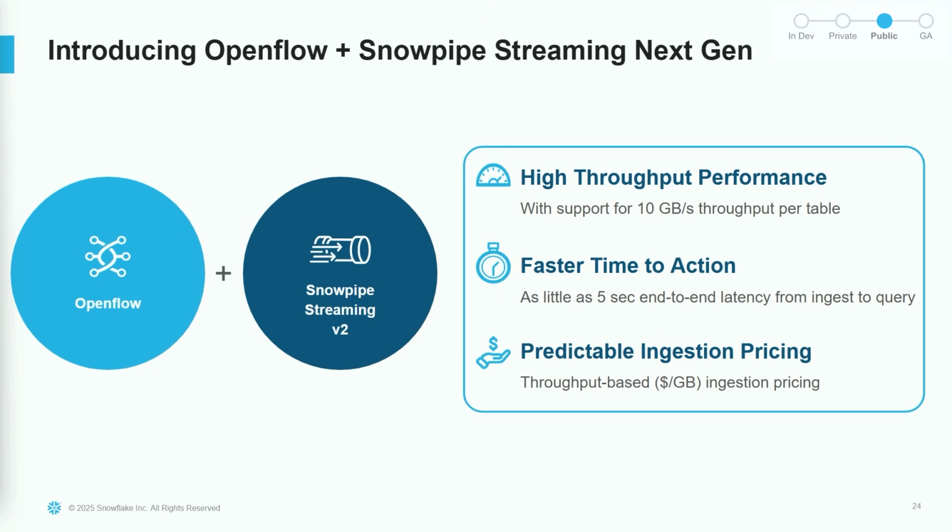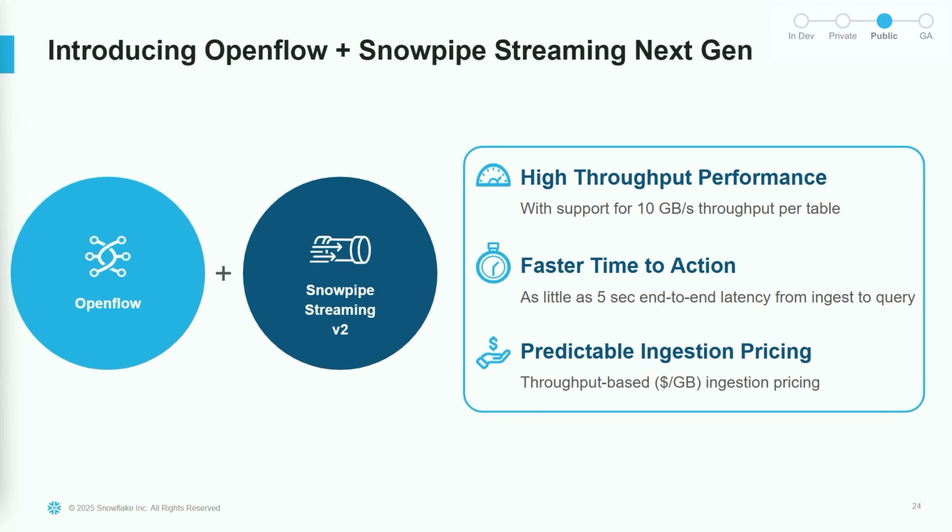Version 2 is a fundamental redesign that targets much higher throughput, up to 10 gigs per second per table. It's designed to ingest data in a format that's optimized for query performance. So you can take really, really high volumes of data and have end-to-end latency of 5 seconds from ingesting them to being able to query them.